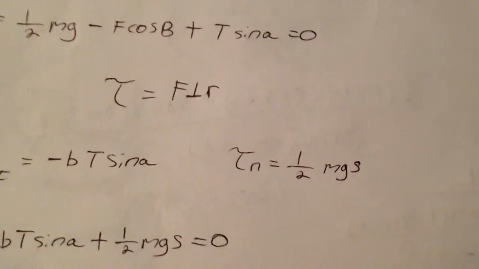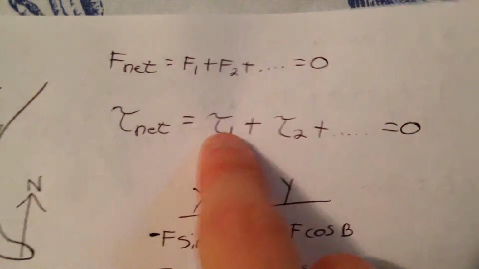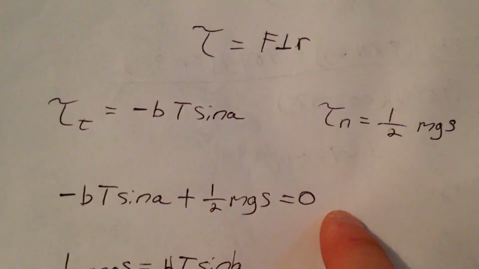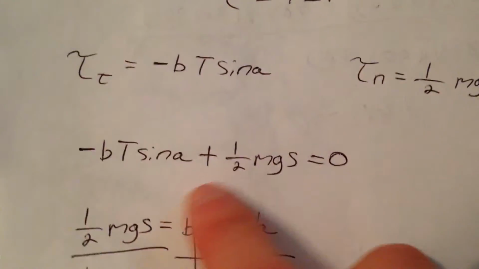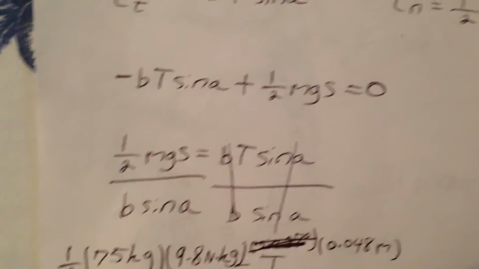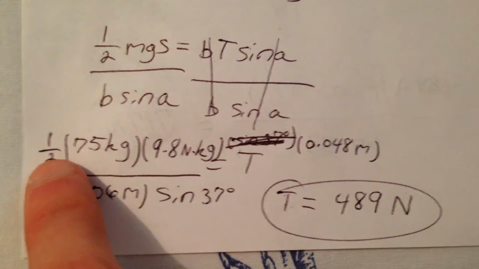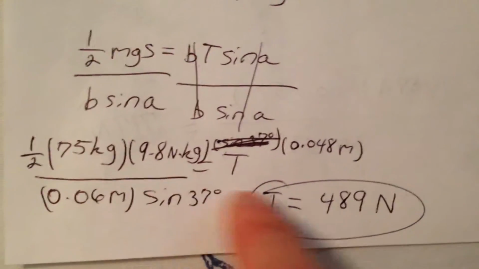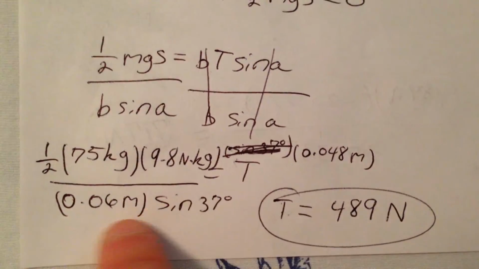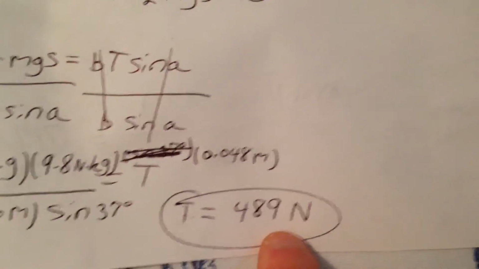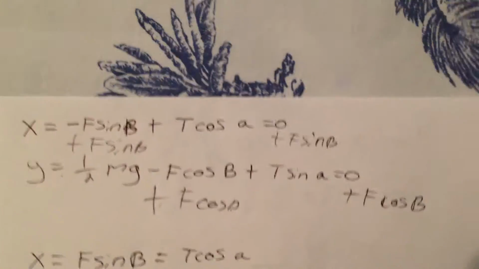All right. Now, applying this equation to my torque, add them together, set them equal to 0, and now I can isolate the tension. This is how I isolated it. This is the math for it. A half, 75 multiplied by 9.8 multiplied by 0.048, divided by these numbers, and the tension is 489 newtons. All right, so that takes care of our tension.